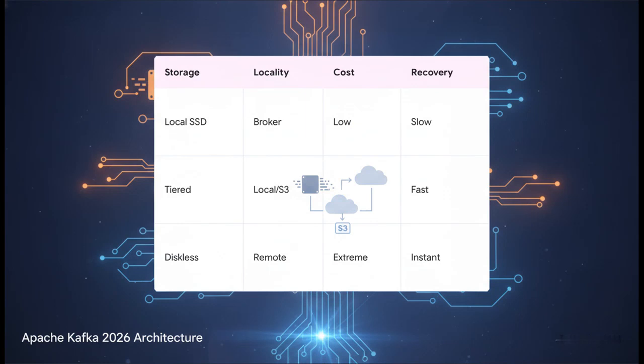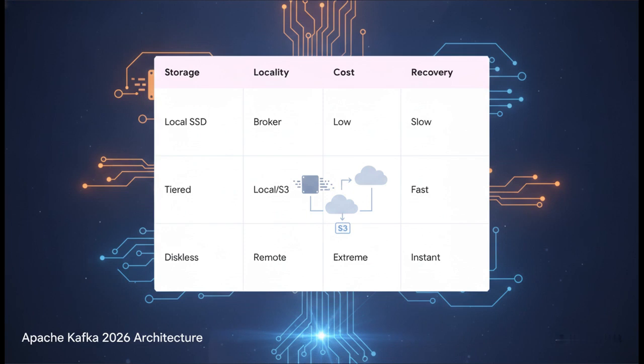If you look at this storage evolution, the leap is massive. We started with local SSD only, right? Which was expensive and had super slow recovery because data had to replicate over the network. Then came tiered storage, which improved things by mixing hot local and cold S3 storage for better cost and speed. But diskless topics, they take data locality to remote only.